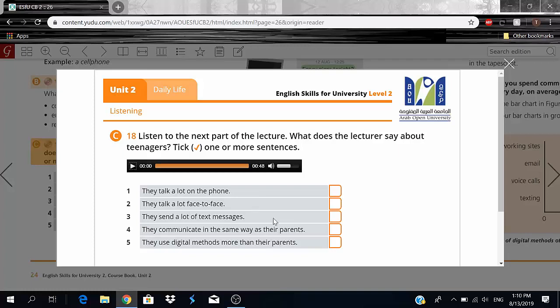However, you only have one option left out of all of these, and that is they send a lot of text messages. That is basically their main source of communication nowadays. So let me play one more time.